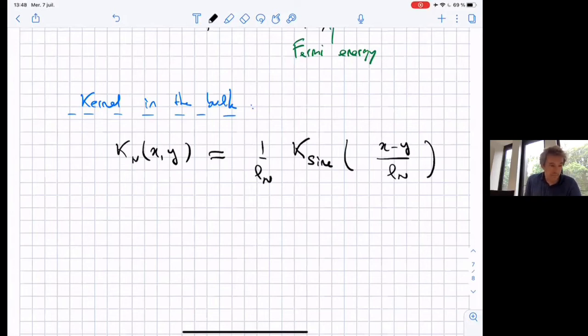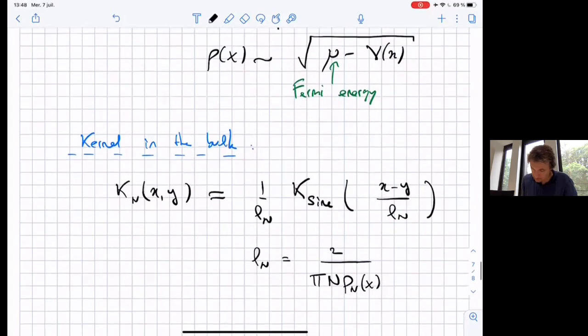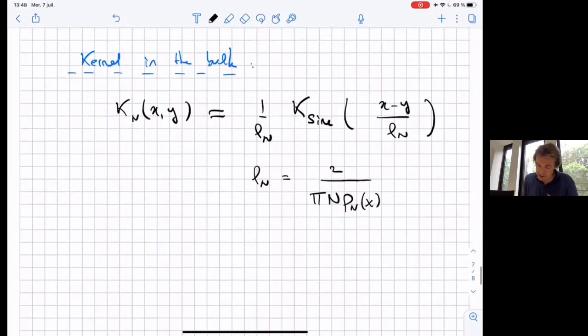And what is l_N? In this model, I would need to tell you something. It's just related to the density. So it's just one over N rho of x. And this is relatively small. You don't know what rho is: this is just the density rho of x.